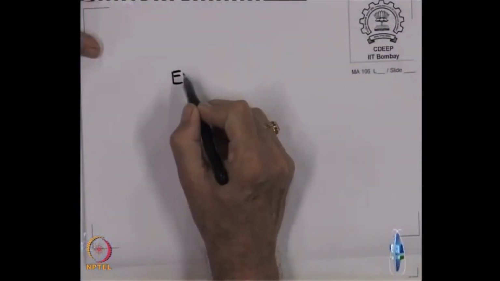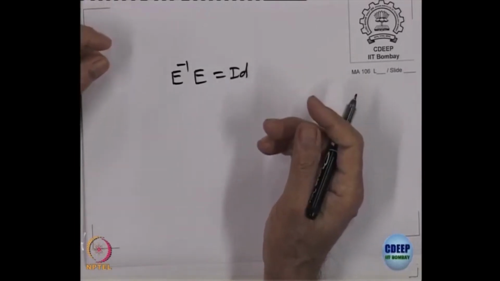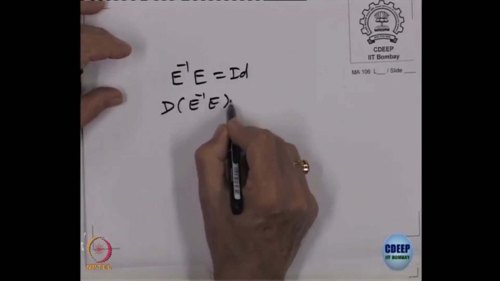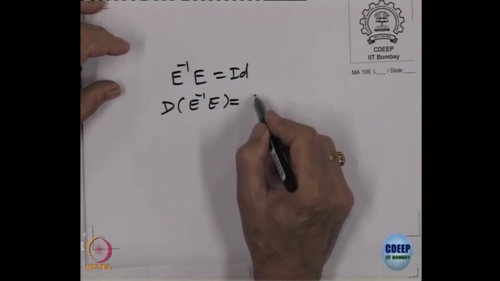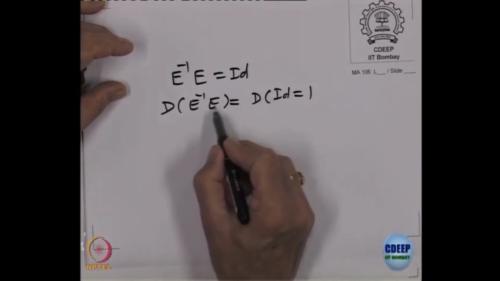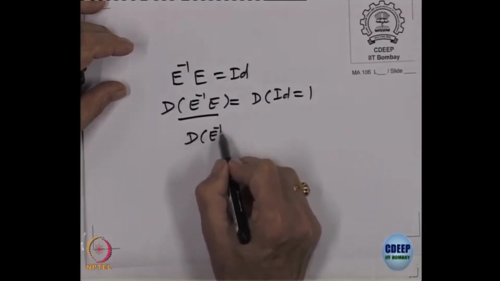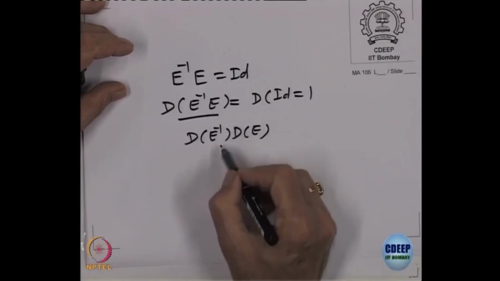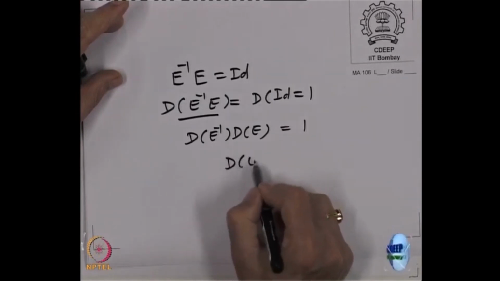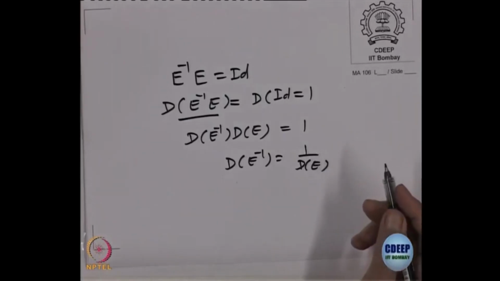So, E inverse multiplied by E is identity, for any matrix anyway. A multiplied by A inverse is identity. So, what is the determinant of E inverse E? That is the determinant of identity, and that is 1. Now, here is an elementary matrix multiplied. So, what is this equal to? The determinant of E inverse times the determinant of E. Is that okay? For elementary matrices we already know the product property. So, that is equal to 1. So, what is the determinant of E inverse? That is 1 over the determinant of E.